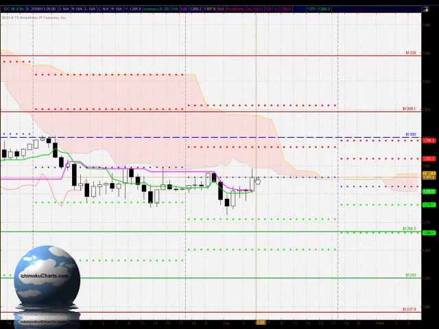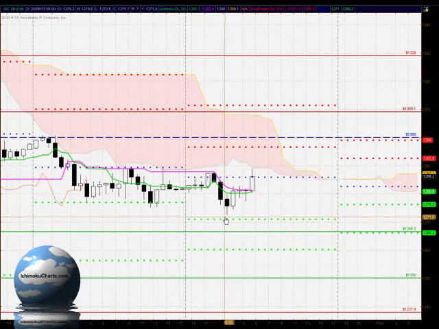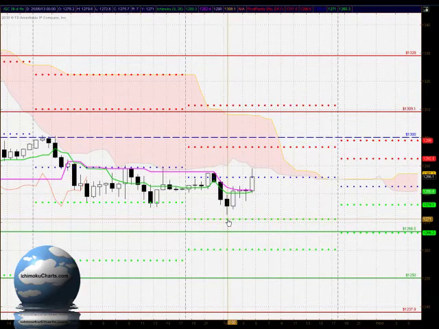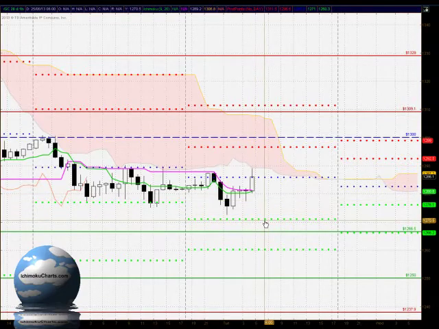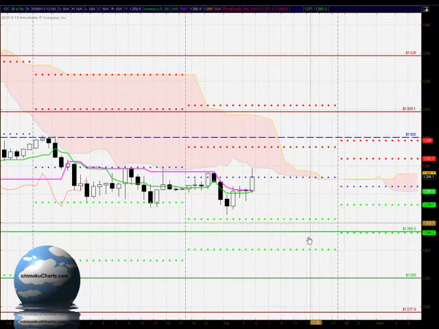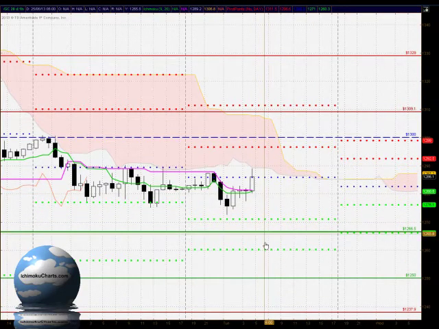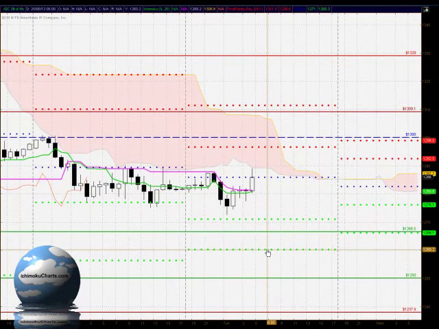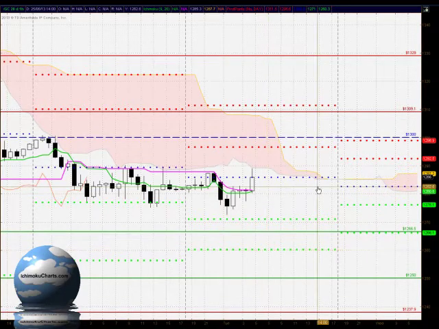The area around the cloud and that midpoint level, we could see some price rejection from there. The market's already tested almost down to the first pivot point support area around 1271, and that will be an area of very strong support if we do test down below there. And we do have some solid support at 1266, and then the second pivot point support area around 1260.